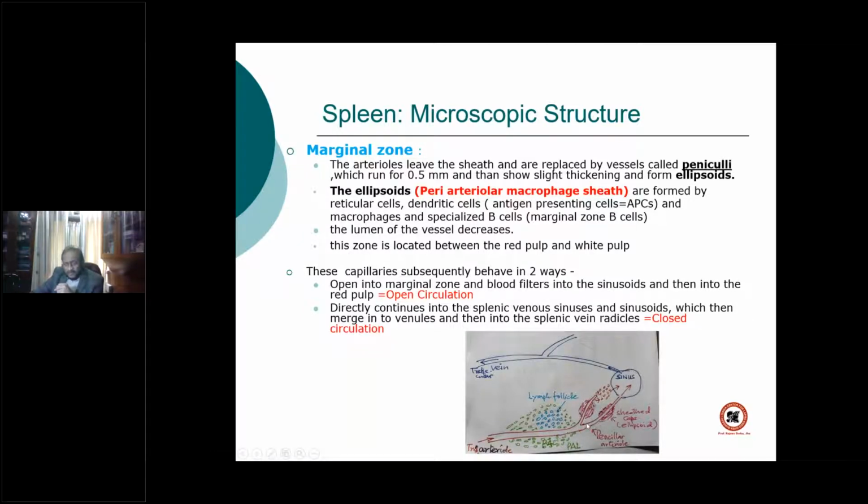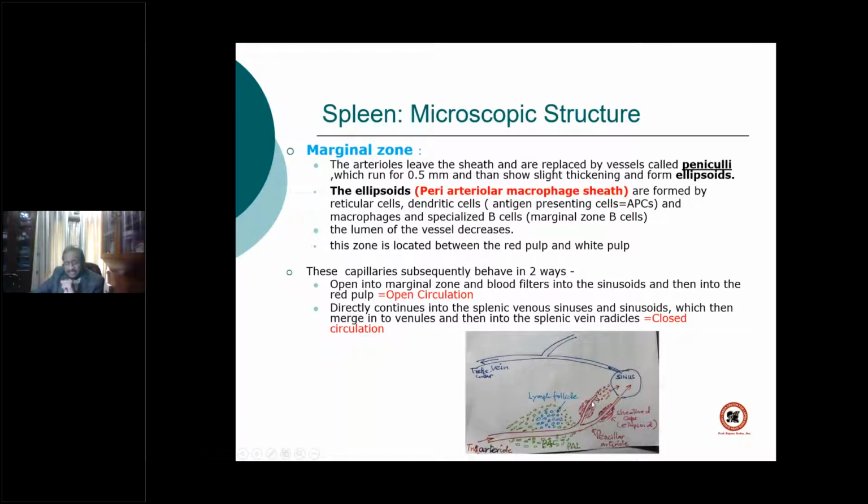Then you've got the branching part of the artery, which has no sheath, known as the penicilli. And then you've got the sheath of the macrophages, which is known as the ellipsoid. Now, once it exits the ellipsoid, which is the periarteriolar macrophage sheath, it can go two ways. One, it can enter directly in communication with the sinus. See this communication? That is the direct communication.